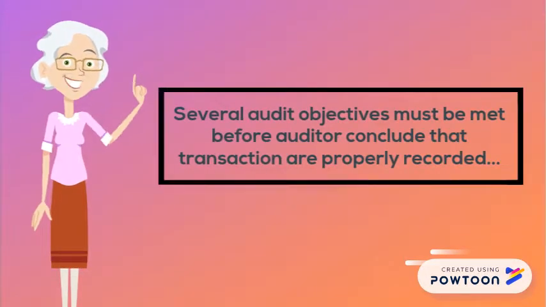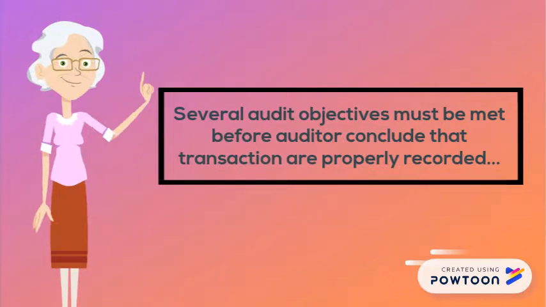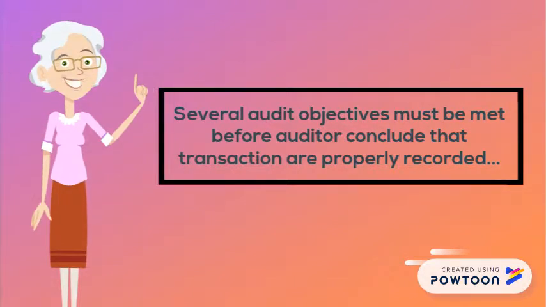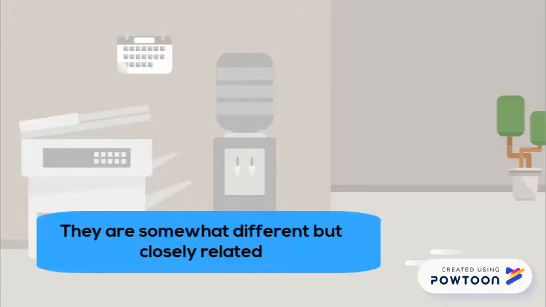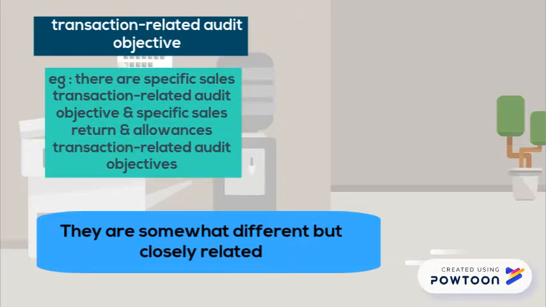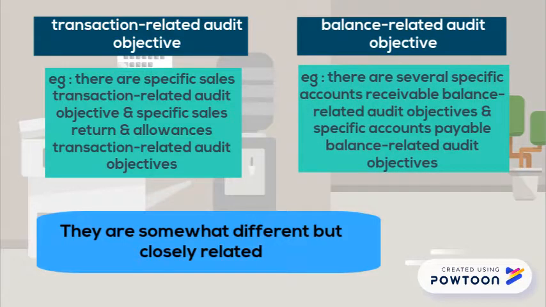There are several audit objectives that must be met before the auditor concludes that transactions are properly recorded. They are somewhat different but closely related. For example, a transaction-related audit objective is that there are specific sales transactions and specific sales returns. Meanwhile, a balance-related audit objective is that there are several specific accounts receivable.